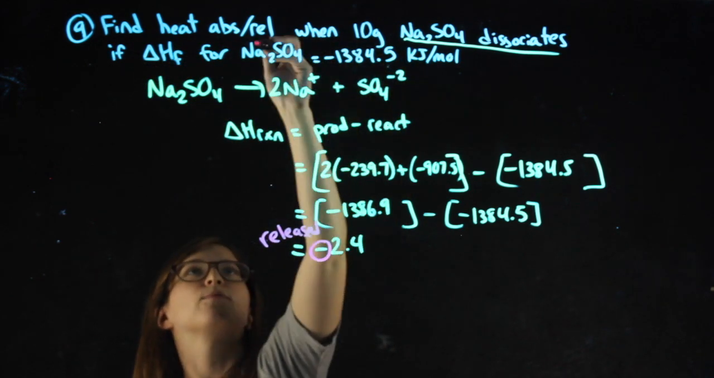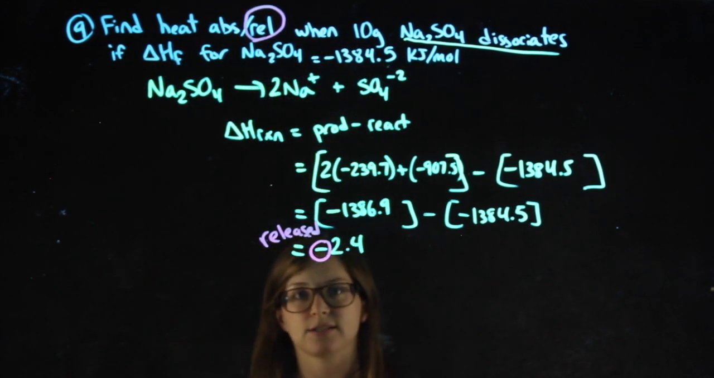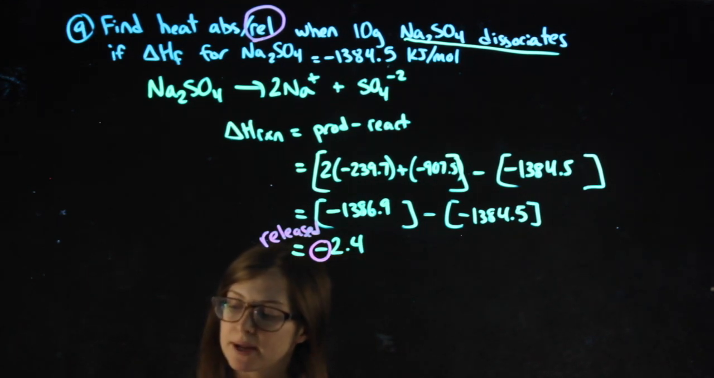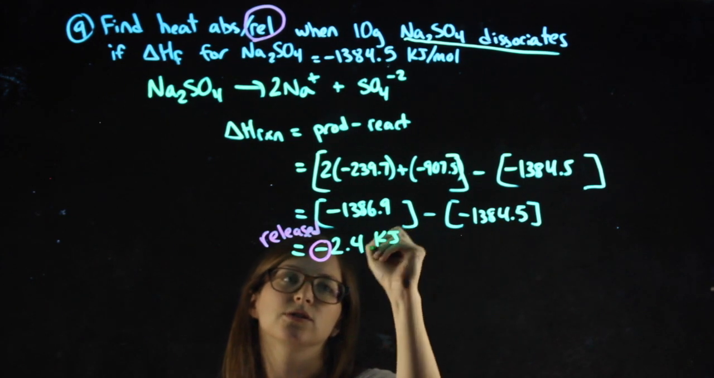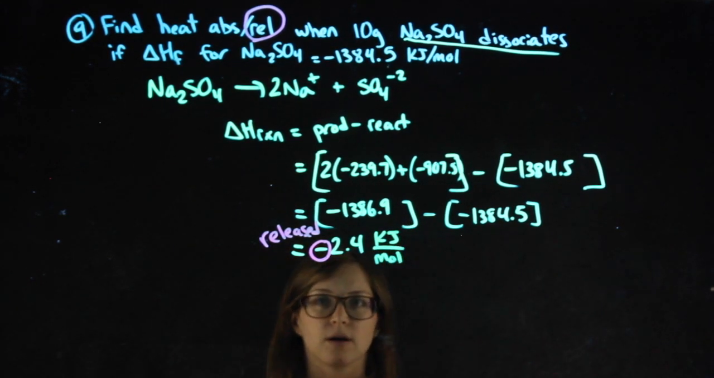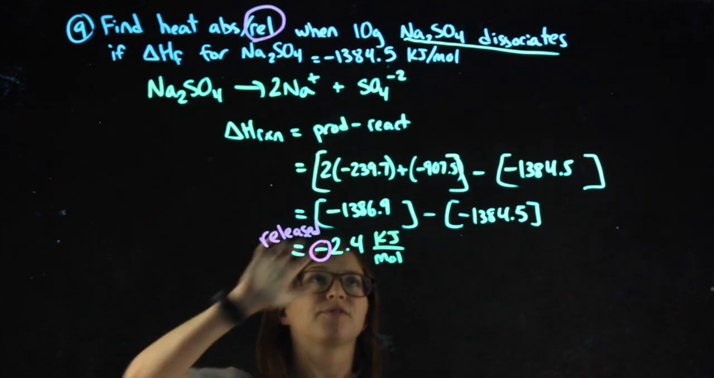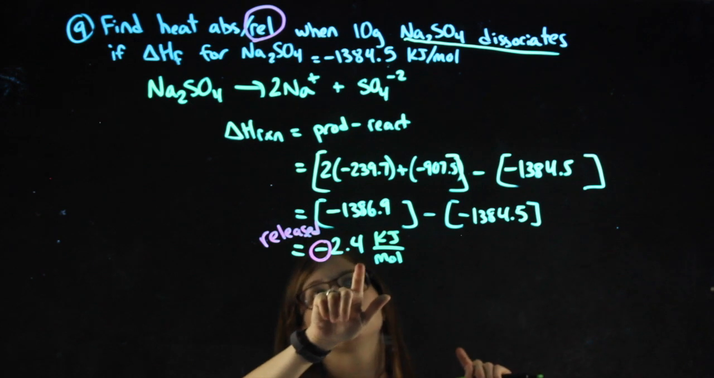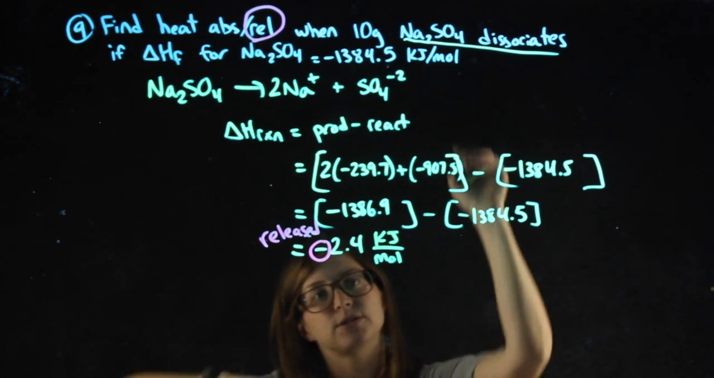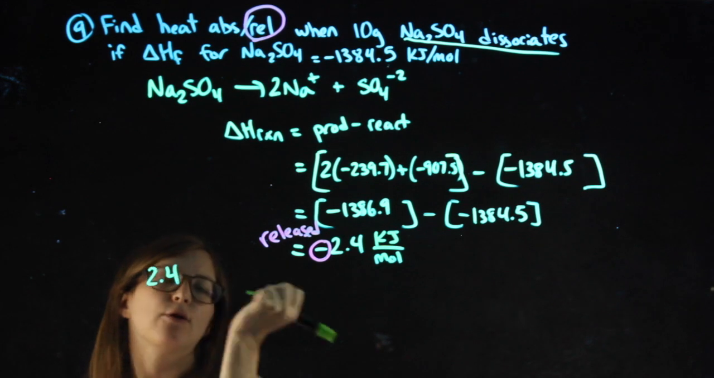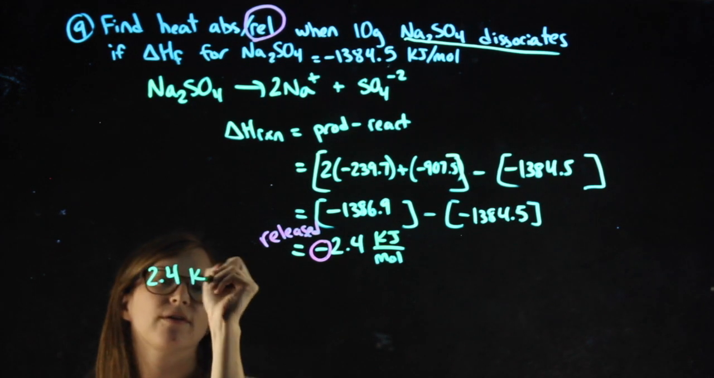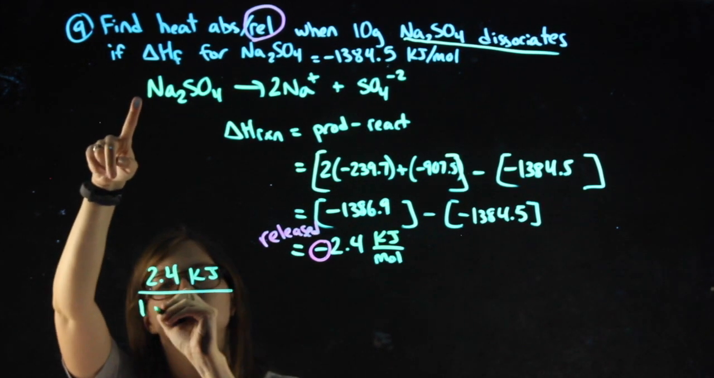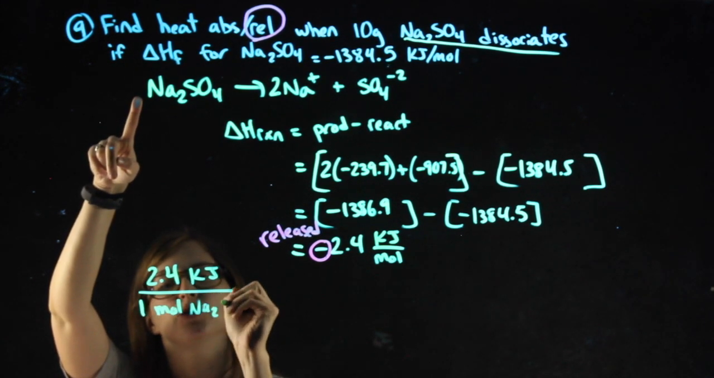So when we say find the heat absorbed or released, I know my answer is now released. If it were positive, it would be absorbed. -2.4, looking at the pink chart again for the units, is in kilojoules per mole. Realize I did all of this just from the fact that they mentioned Na2SO4 dissociating and heat. Now I know this is true anytime Na2SO4 dissociates. I will release, I don't need the negative because I know it means released, 2.4 kilojoules for every 1, because of the coefficient, mole of Na2SO4.